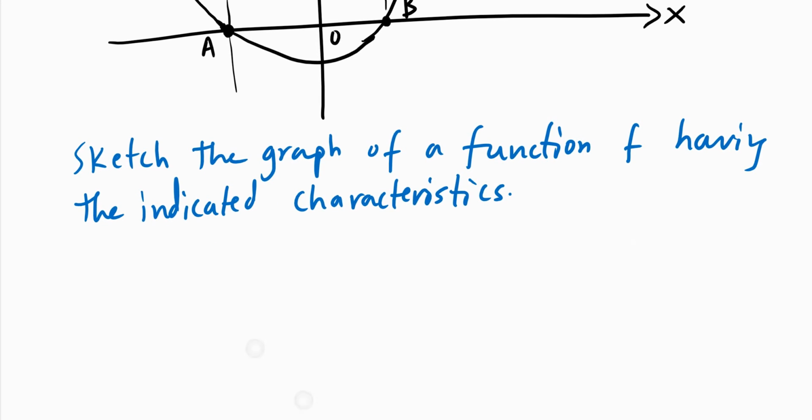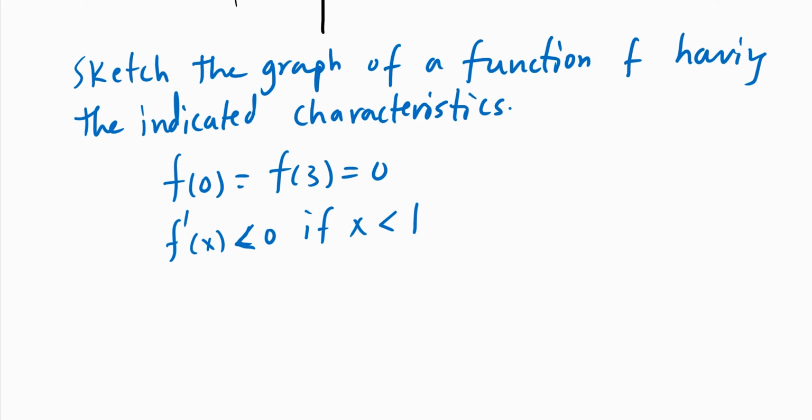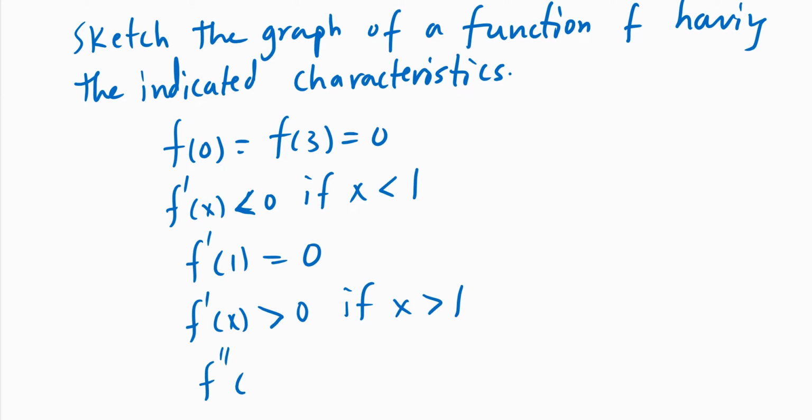What are the things given? f of 0 equals f of 3 equals 0. f prime of x less than 0 if x less than 1. f prime of 1 is 0. f prime of x bigger than 0 if x bigger than 1. The second derivative of f is bigger than 0. This means for all x. So all these are conditions or characteristics on f. We need to put all of them together to get a graph for the function f.